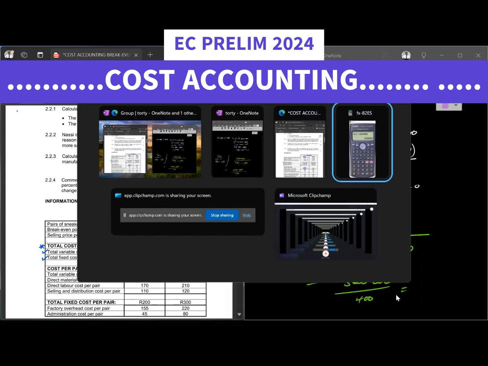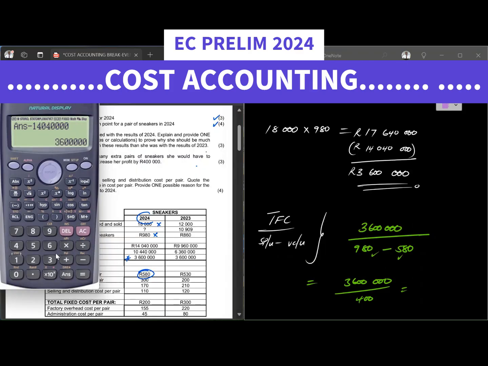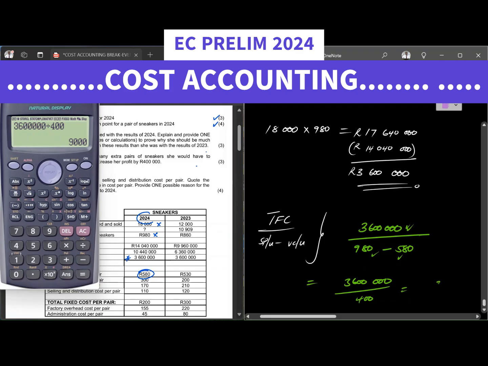Okay, let's see on the calculator how much that is going to give us. So it's my 3.6 million. That is my total fixed cost, which is what I have here. So I'm going to say my 3.6 million, my total fixed cost, and I'm dividing it by my contribution per unit, which is selling price per unit minus variable cost per unit. And that's going to give me 9,000. So my break-even point is 9,000 pairs.